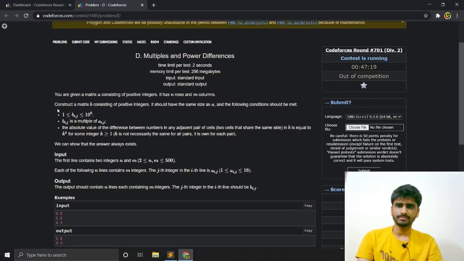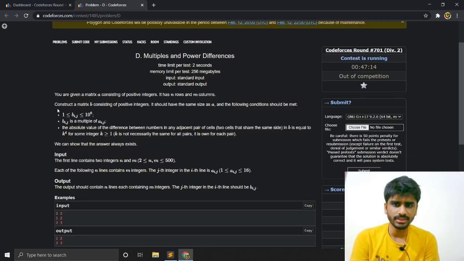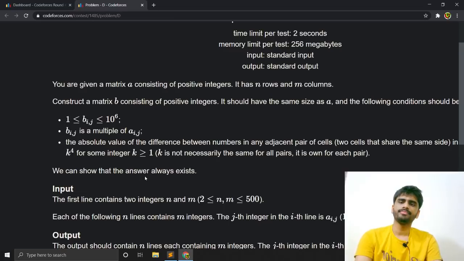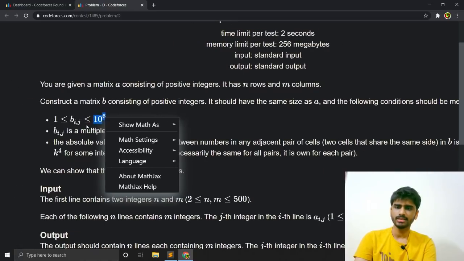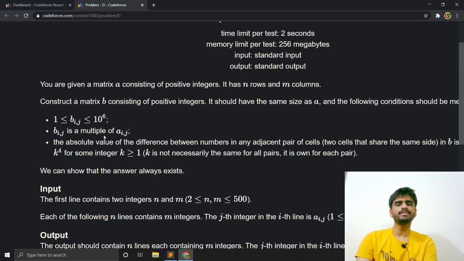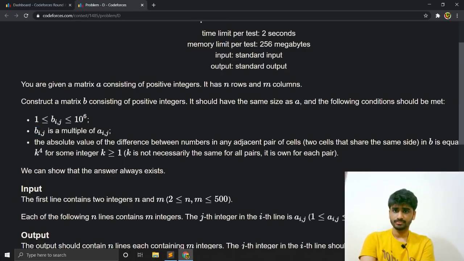Okay. You are given a matrix A consisting of positive integers. It has n rows, m columns. Consider a matrix B consisting of positive integers. It should have the same size as A, and the following conditions should be met. So this is probably a constructive algorithm. Okay, this is a range constraint on B. Then the element should be a multiple. Okay, of those.